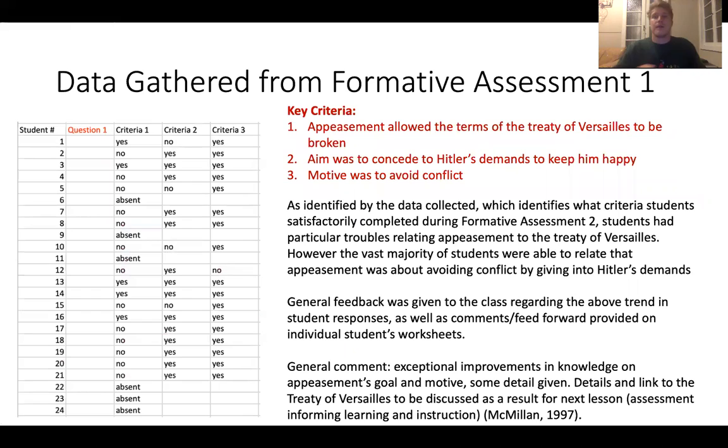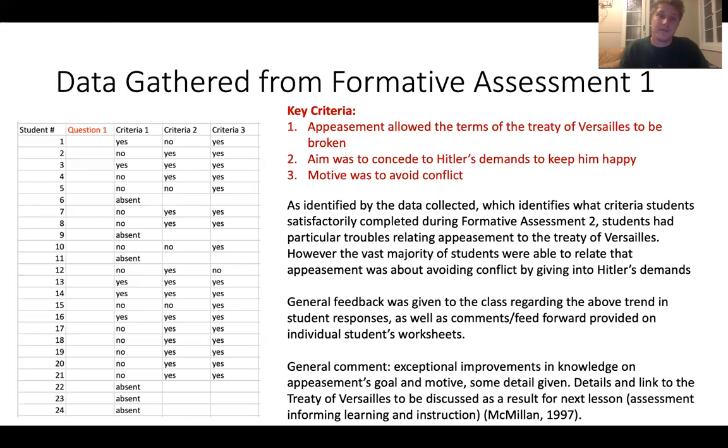So the data generated from formative assessment piece 1 was, we've got our key criteria in red here that we looked at before, but basically students had significant trouble relating the Treaty of Versailles to appeasement, but they didn't really have too much trouble relating appeasement to appeasement's goals and its motives.